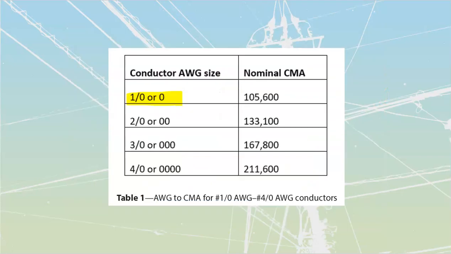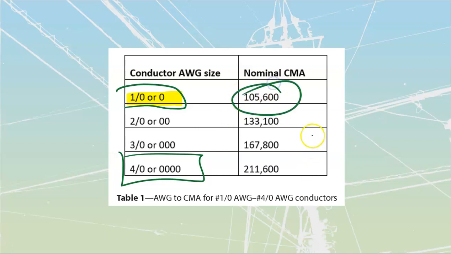In order to do that, we don't just double it up. We need to actually add the CMA. If you take a look at the CMA for that, two 1/0s do work out to become roughly a 4/0. It's not going to become that 2/0. The CMA, the circular mill areas, get added.